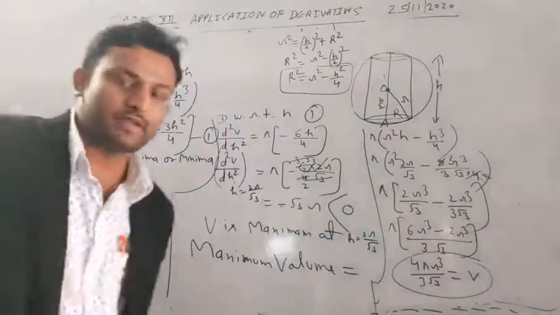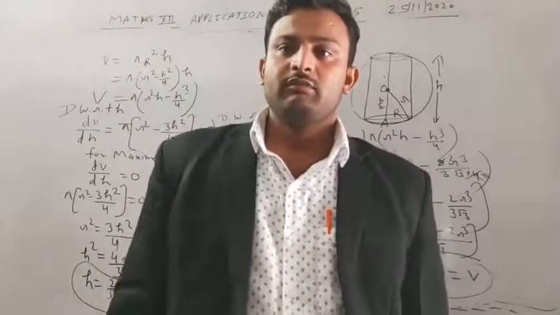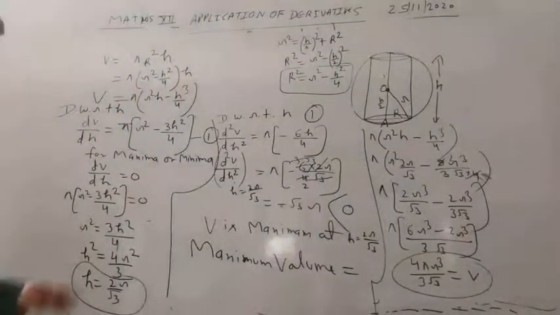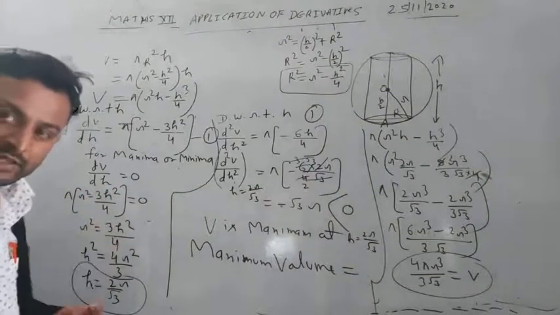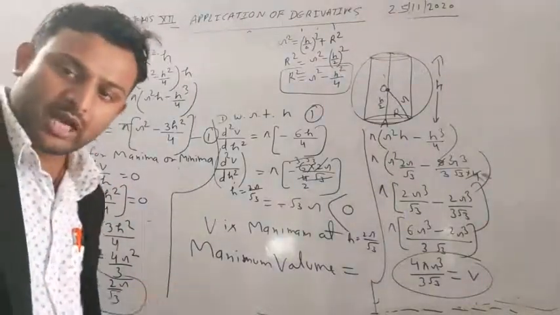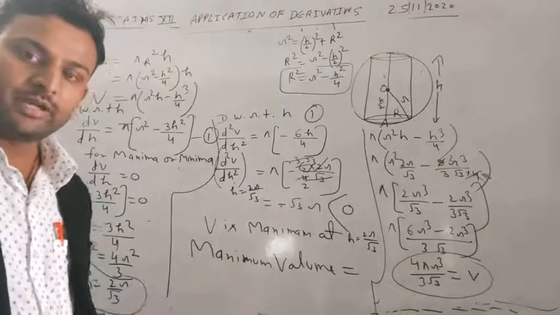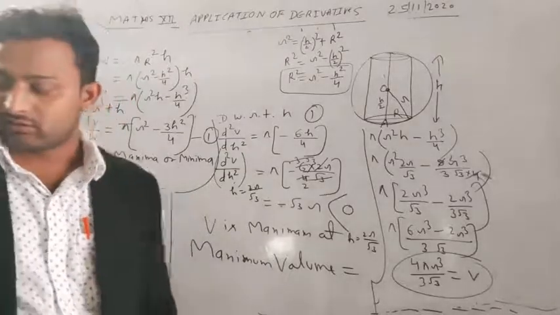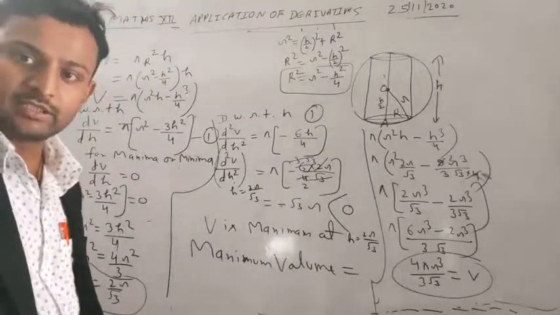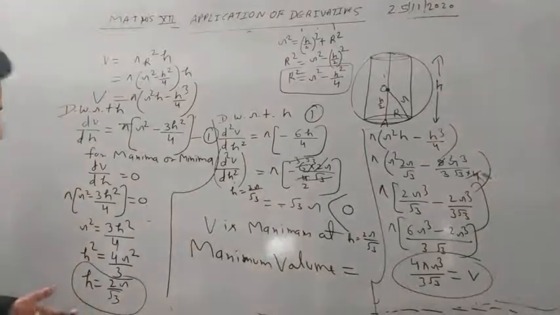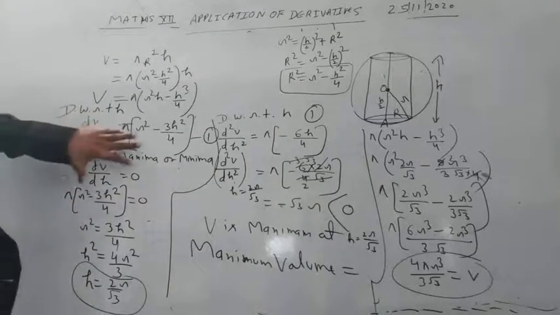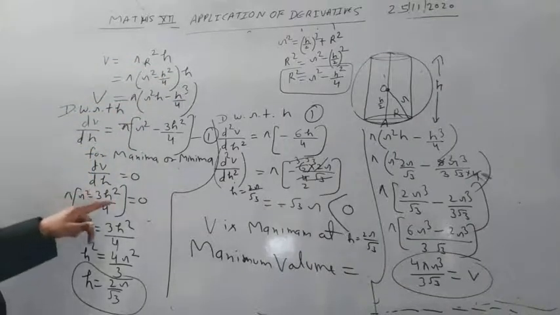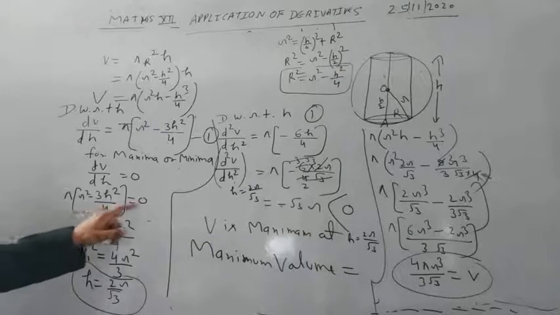Now you know that for finding maxima or minima, we always use dV by dH equal to 0. If we are differentiating with respect to r, then dV by dr will be 0. It depends on which variable we are differentiating with respect to. So dV by dH is equal to 0, that is pi times r square minus 3H square by 4, which is equal to 0.